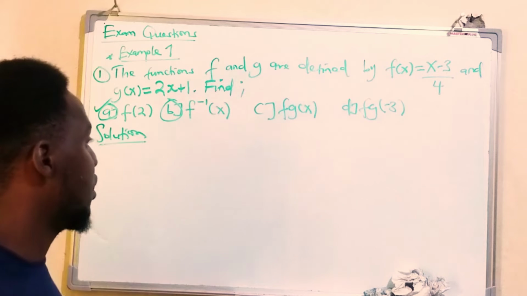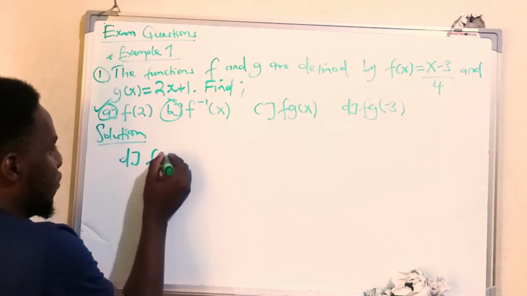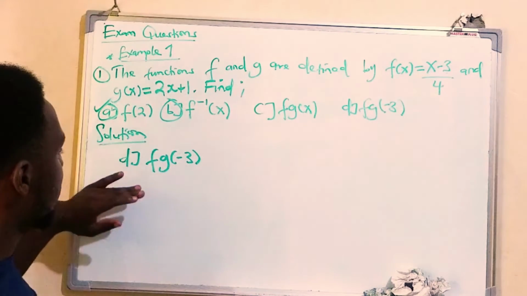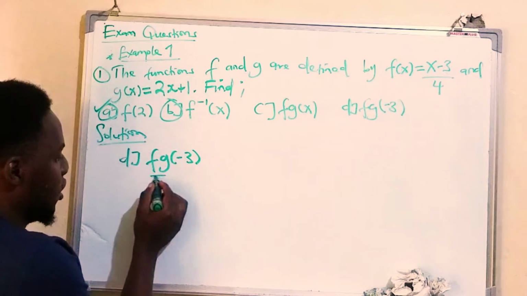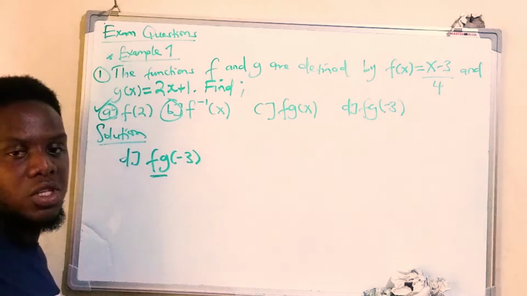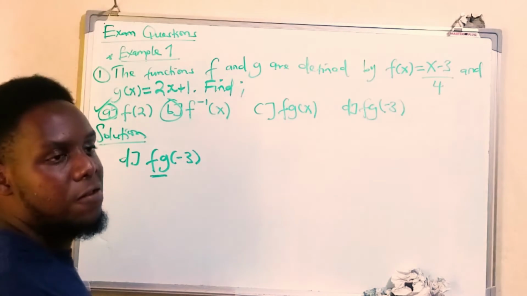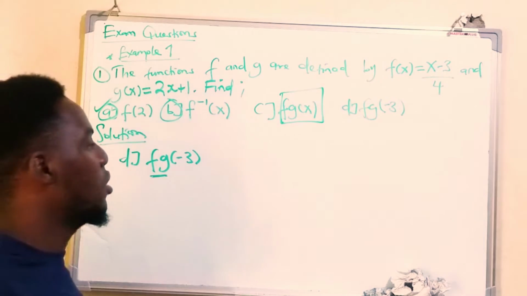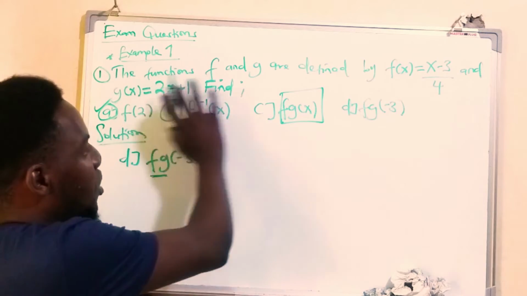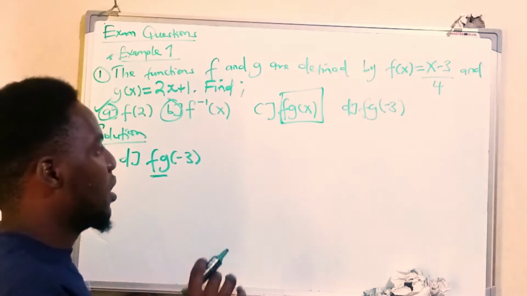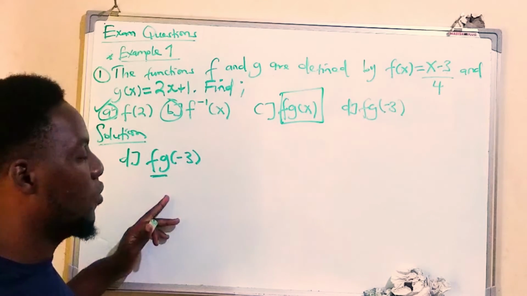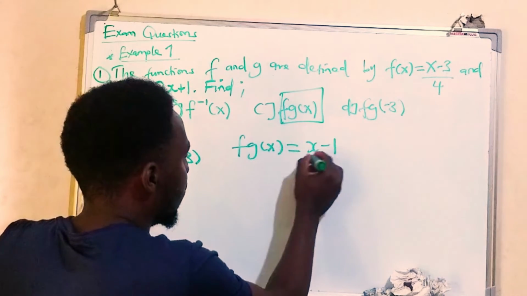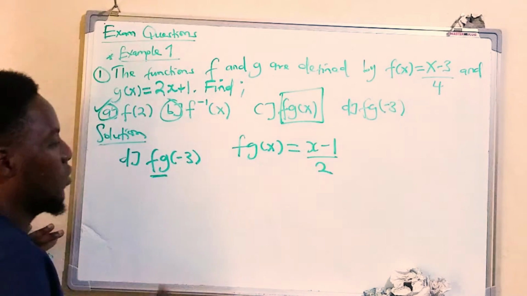So now we're going to look at question D, which says fg of negative 3. If you look at this question, you realize that we have fg here. So this tells us that it's a composite function. If question C didn't ask us to find fg of x, we would have had to first find fg of x, because in the question here we don't have fg of x. But question C helped us to find fg of x. So we had found fg of x to be x minus 1 over 2.